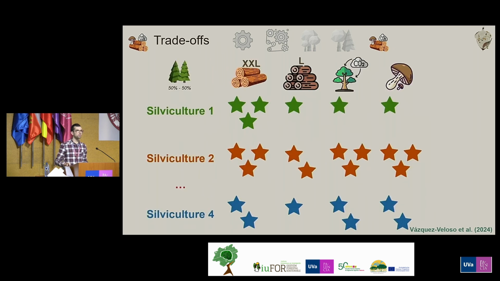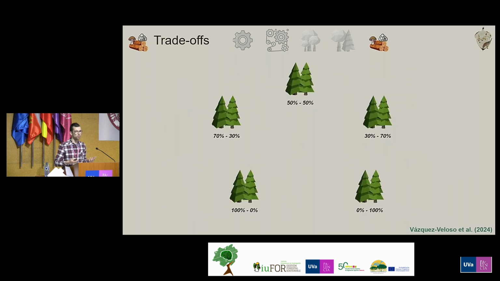And what we wanted was to assess the gains and losses of different silvicultures among all the products. So for a given species proportion, we found that while in some silviculture approaches, like case 1, we can just promote one product, following other approaches, like case 2, we can promote more than one product at the same time. So multiple targets in forest management are possible.